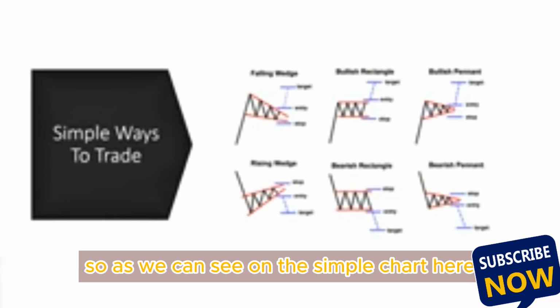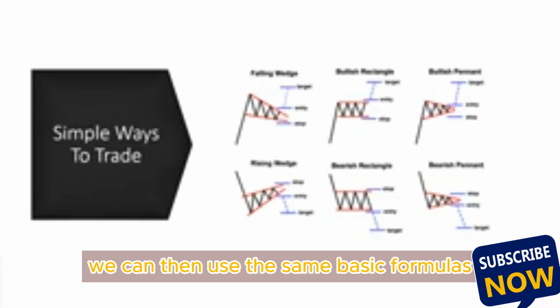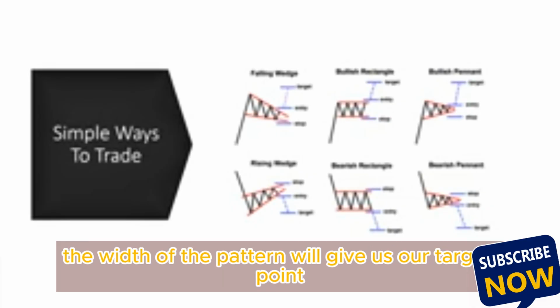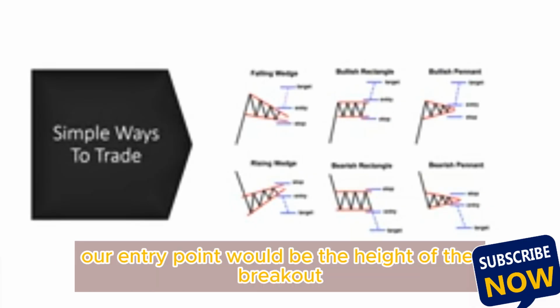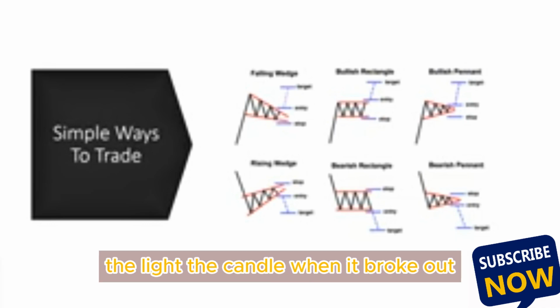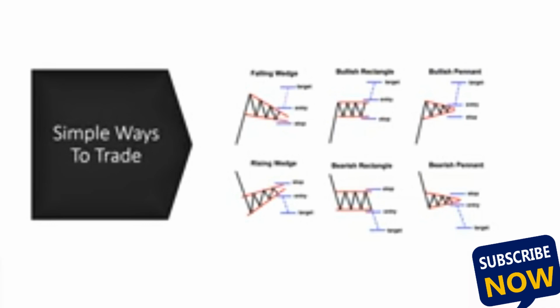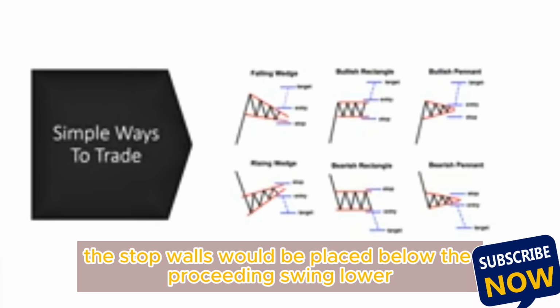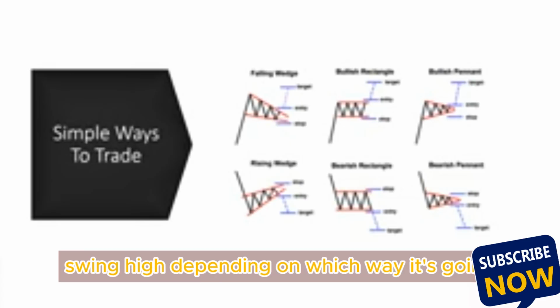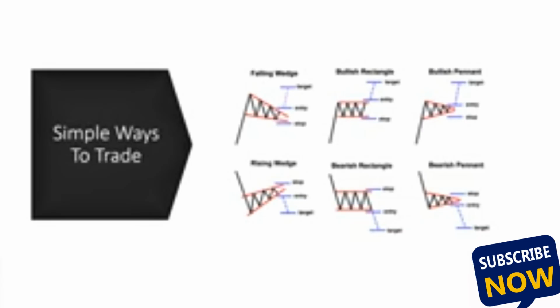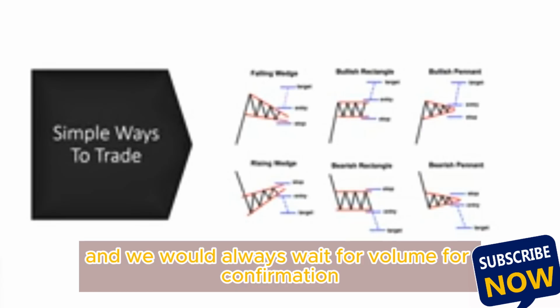So as we can see on the simple chart here, we can then use the same basic formulas. The width of the pattern will give us our target point. Our entry point would be the height of the breakout candle when it broke out. The stop loss would be placed below the preceding swing low or swing high, depending on which way it's going. And we would always wait for volume for confirmation.